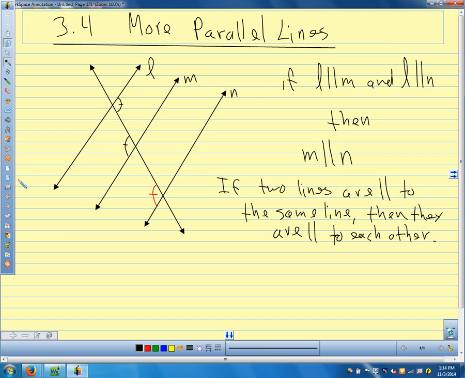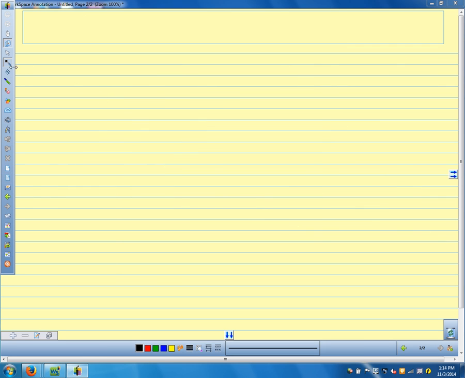All right, questions there? All right, let's go over to the right. Over on the right, we have a drawing that looks like this. And this is on your graphic organizer, and this is M, and N, and L.